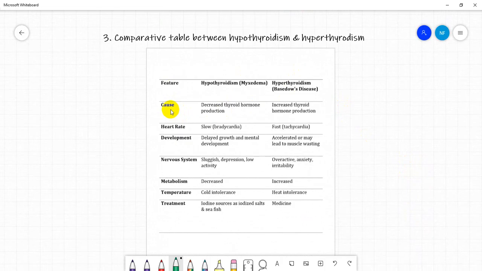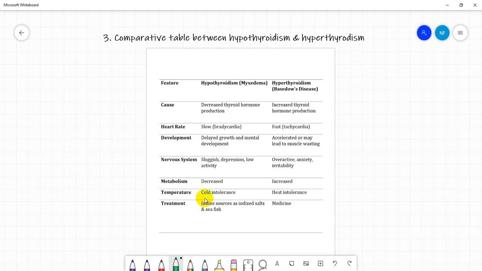First, for the cause, here I have low amounts of the hormones produced, here it's the opposite, it will be more. The heart rate here is slow, here fast. The development here will be delayed whereas here it will be very accelerated and fast. For the nervous system, here I have a state of depression and low activity whereas there anxiety and high activity. The metabolism will be decreased so I will have high body weight, whereas here it will be increased so I will have low body weight. The temperature here is cold intolerance, so low body temperature, whereas here I have high body temperature.